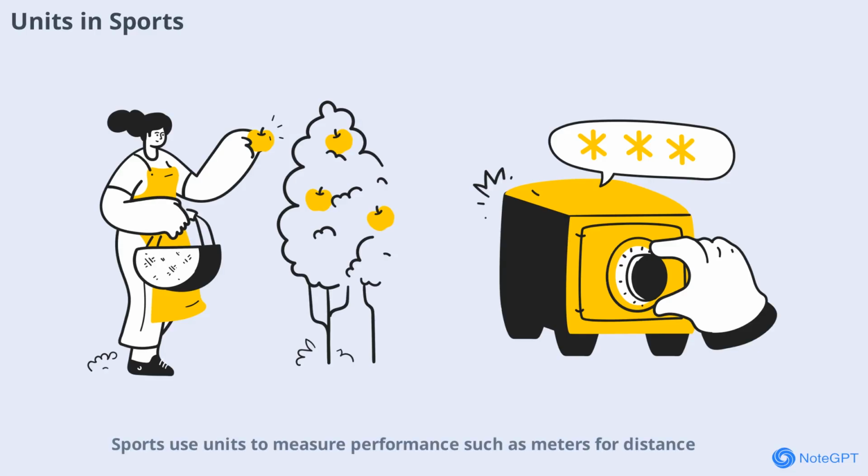Sports use units to measure performance, such as meters for distance, seconds for time, and kilograms for weight. These measurements help track progress, set records, and ensure fair competition. Understanding units in sports adds depth to our appreciation of athletic achievements.